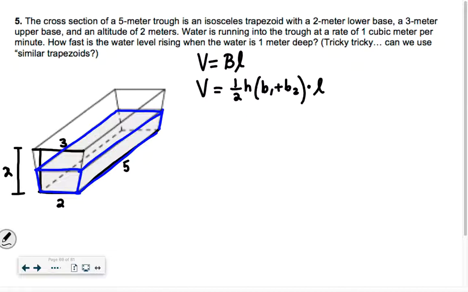All right, so here's our volume equation. So as I was saying, you don't want to take the derivative from here. You want to plug in anything that's constant. 2 of these numbers are constant. What 2 numbers?